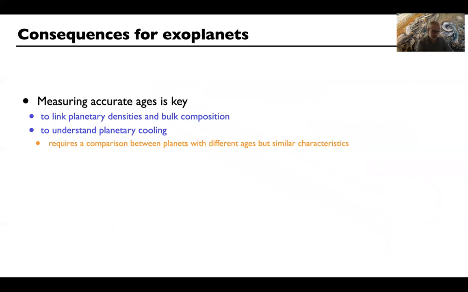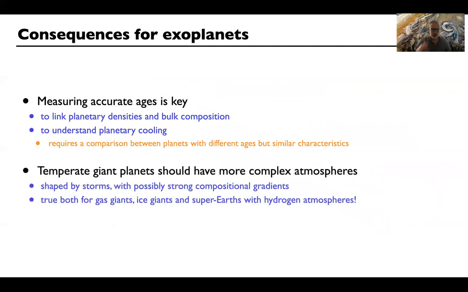Okay, so in order to solve that for exoplanets, of course, measuring accurate ages is key, and this is something that Plato in particular will do. We need to understand planetary cooling. We need to realize that temperate giant planets in particular should have complex atmospheres, especially when water is condensing. It's very powerful in creating storms and in transporting major species downward, so to create compositional gradients.